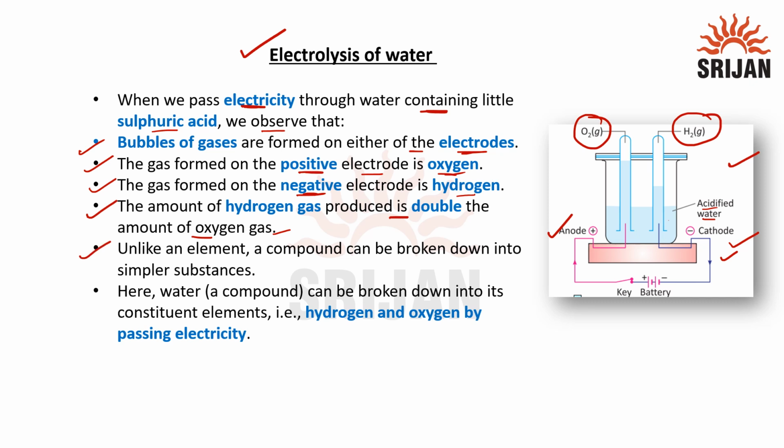So unlike an element, a compound can be broken down into simpler substances, right? So here water is a compound, and it can be broken down into its constituent elements, hydrogen and oxygen, by passing electricity. Here is the battery, you can see, like this was the experiment. And water can be broken down into its constituents by the process of electrolysis.